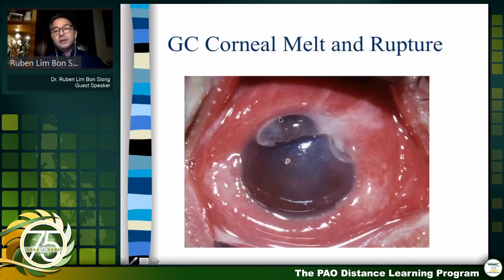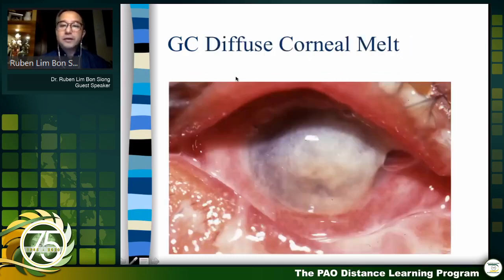Usually the rupture is superior on the cornea, and it will cause peripheral thinning and rupture, and iris prolapse. If you see this, you're sure that the condition has been at least 2 weeks. It doesn't happen during the first week. Okay, so this is peripheral rupture.